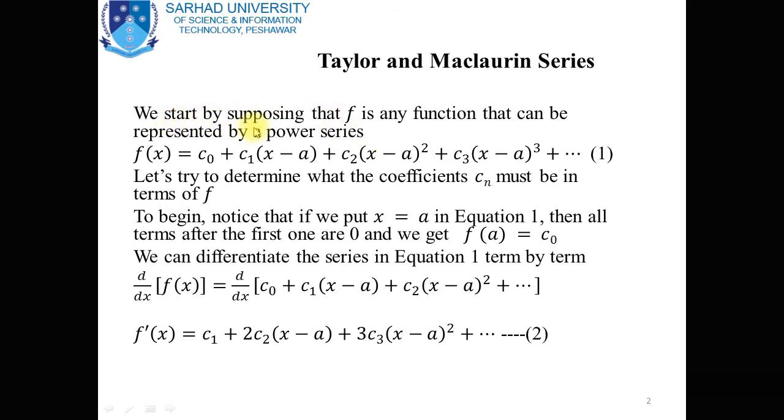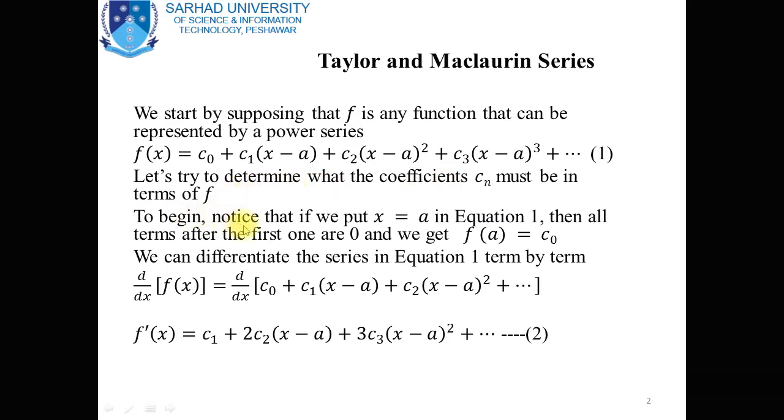We start by supposing that f is any function that can be represented by a power series, like you see over here. f(x) = c0 + c1(x - a) + c2(x - a)^2 + c3(x - a)^3 + and so on. Now this is equation number 1. Let's try to determine what the coefficients cn must be in terms of function f.